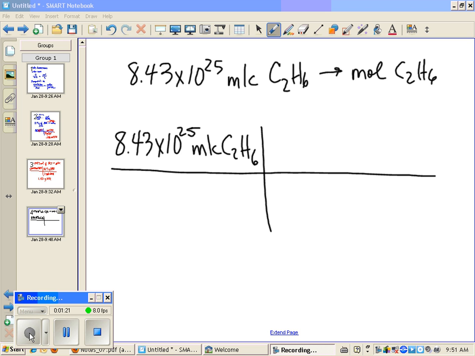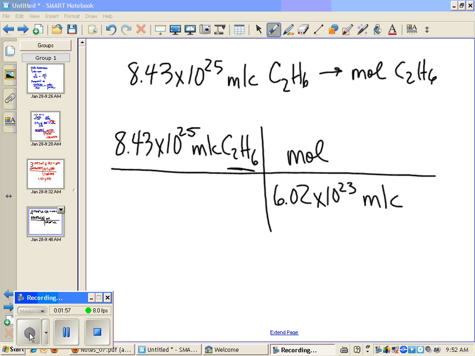And since I want particles to cancel out, and Avogadro's number is written as 6.02 times 10 to the 23rd particles per mole, I want my particle to be on bottom because I want it to cancel out. Molecules is particles, so I'm putting that in for that, per mole. And this is still a C2H6. Notice I gave you this compound right here, but I didn't look it up on the periodic table because I am not using grams. So if grams is not in the problem, you don't need to look it up on the periodic table.